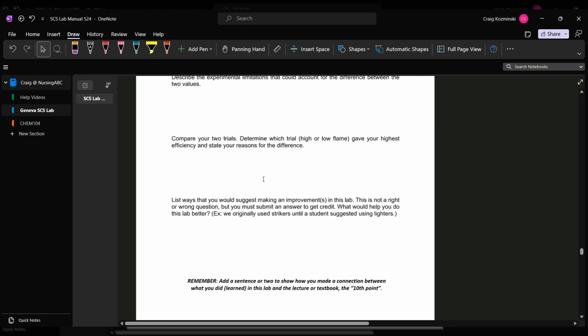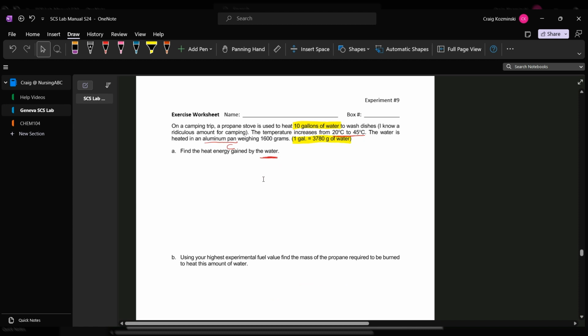One note about the exercise worksheet for this week's experiment. In this problem, it says, on a camping trip, a propane stove is used to heat 10 gallons of water to wash dishes. And the temperature rises from 20 degrees Celsius to 45 degrees Celsius. The water is heated in an aluminum pan having a mass of 1,600 grams. And you're given the volume to mass conversion for the water. So you'll notice in the problem, you're given a volume of water, not a mass of water.